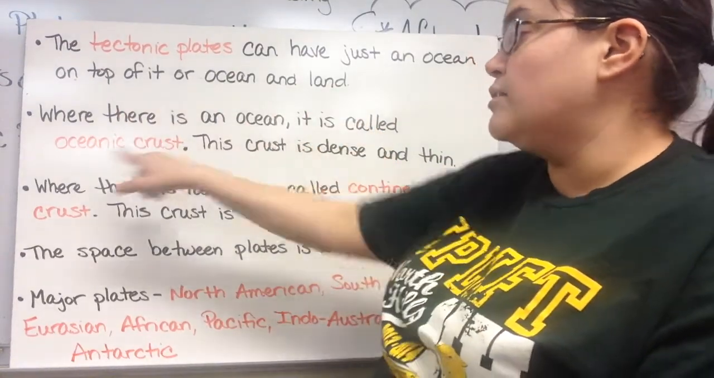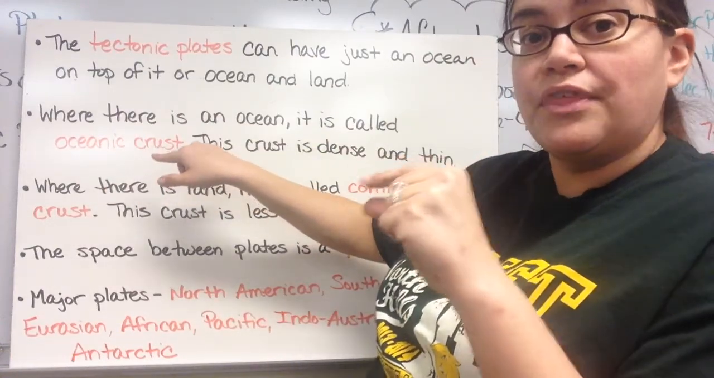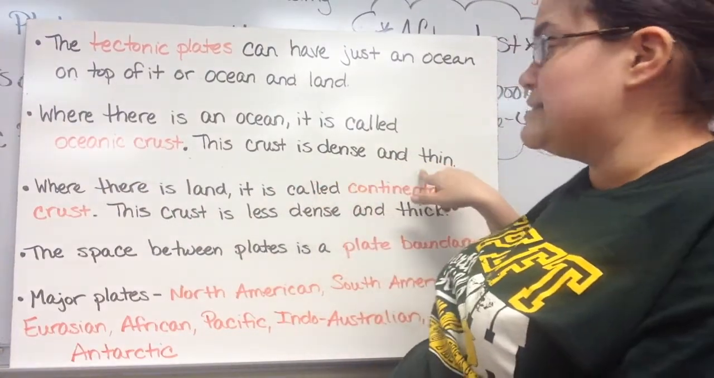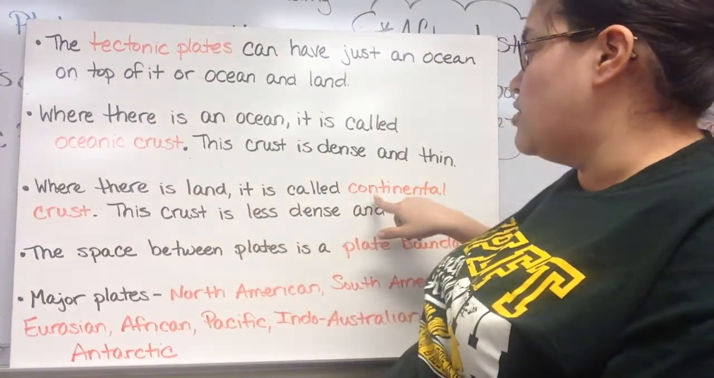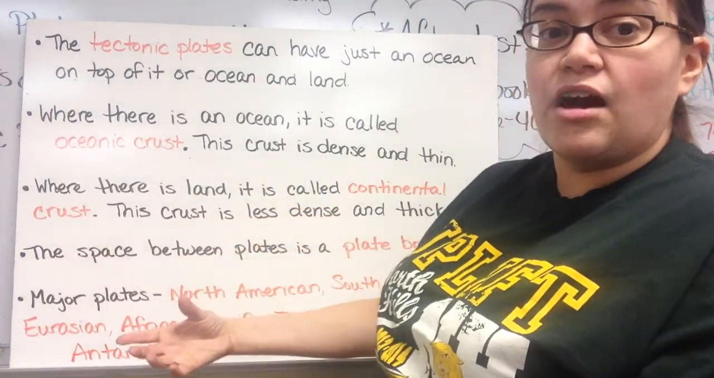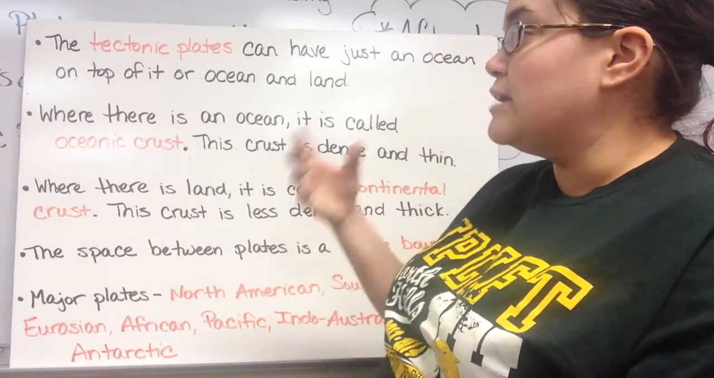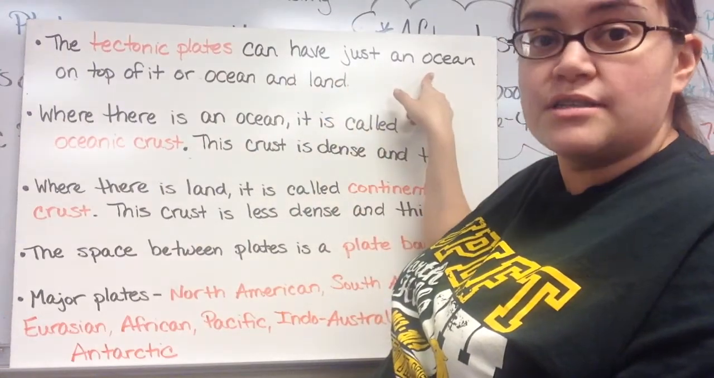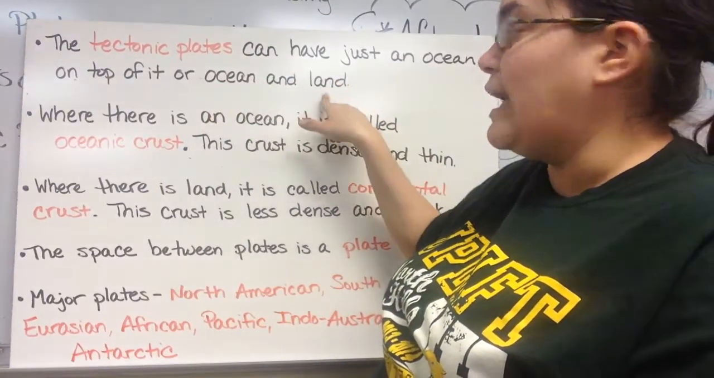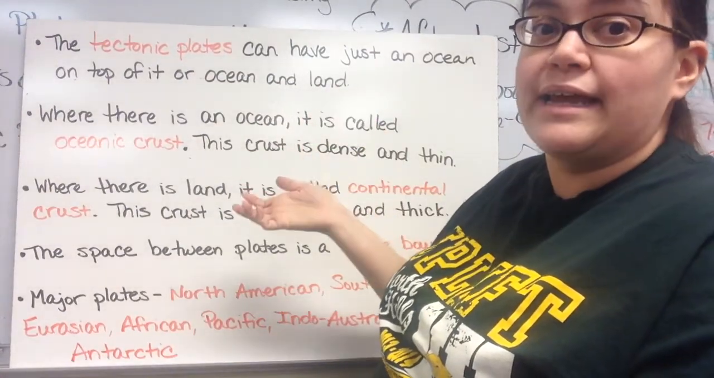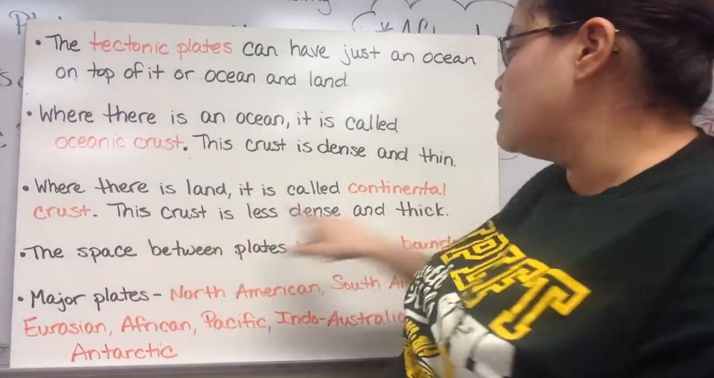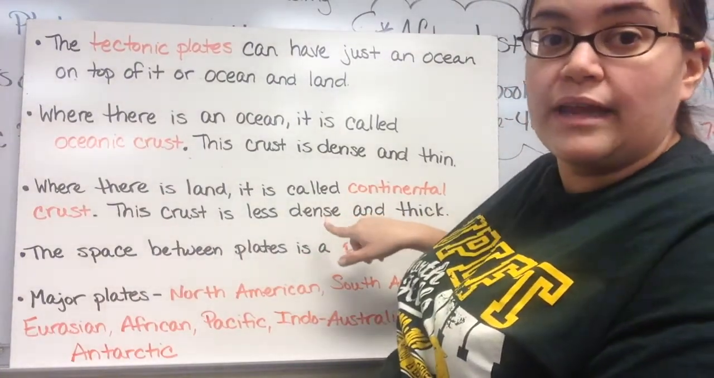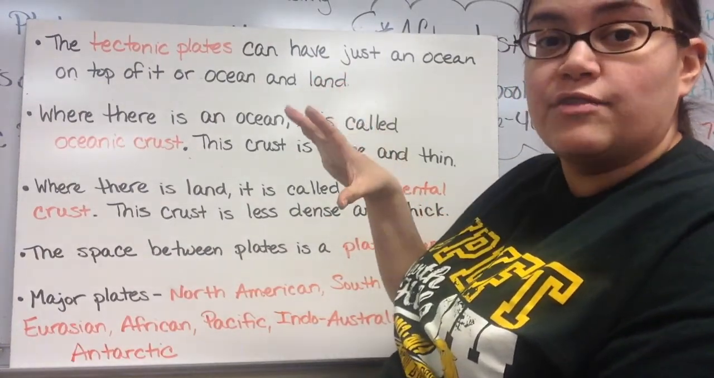Where there's an ocean, it's called oceanic crust. So if it's real thin, it's called oceanic crust. It is dense, so it has a higher density, and it's thin. Where there is land, it is called continental crust. So if it has a continent on it, it is called continental crust. And keep in mind, a tectonic plate can have just an ocean or both. So it might have just oceanic crust, or it could have oceanic and continental crust on it. It just depends on which plate it is. The continental crust is less dense, so it has a lower density, and it's thick. So it's kind of crumbly, and it's a lot thicker because it sticks up out of the water.